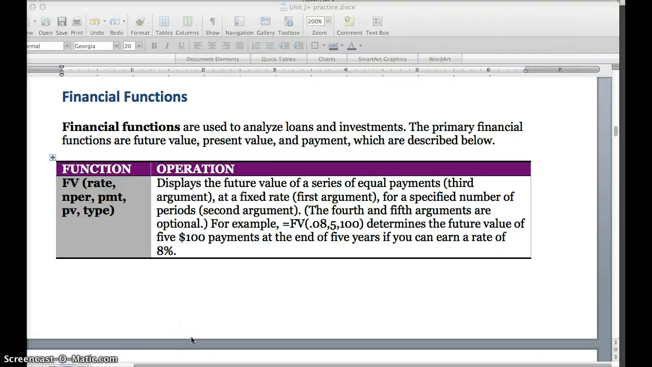Your bonus video features financial functions. Now, financial functions, the three most common that we will use are future value, present value, and payment. I'm going to focus on future value and on payment.